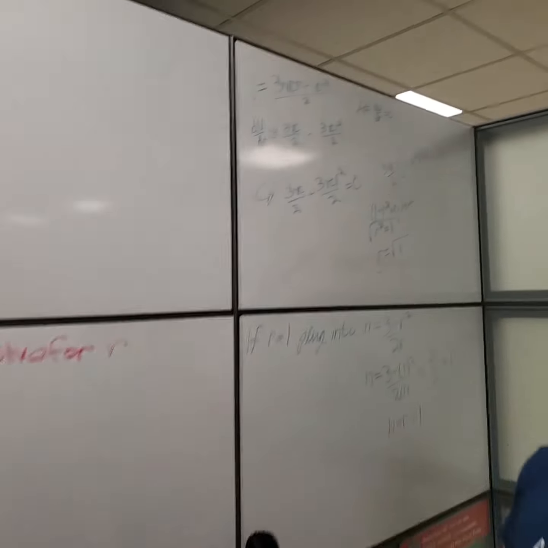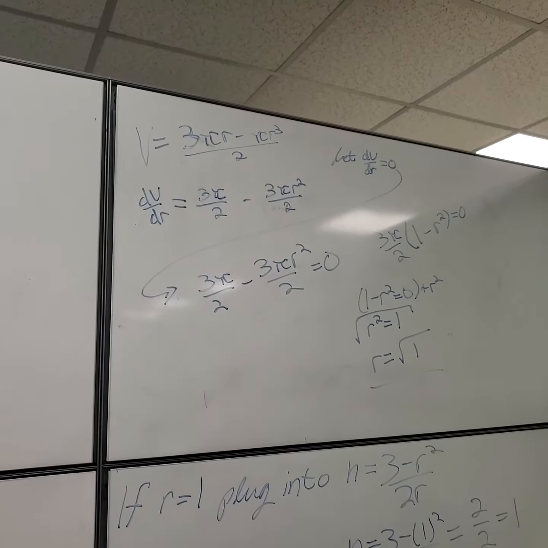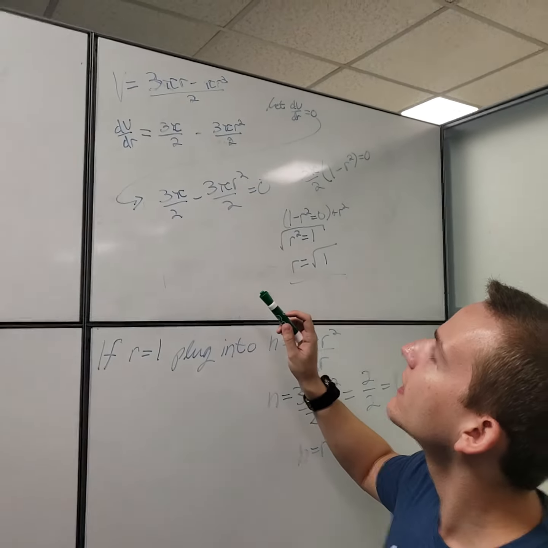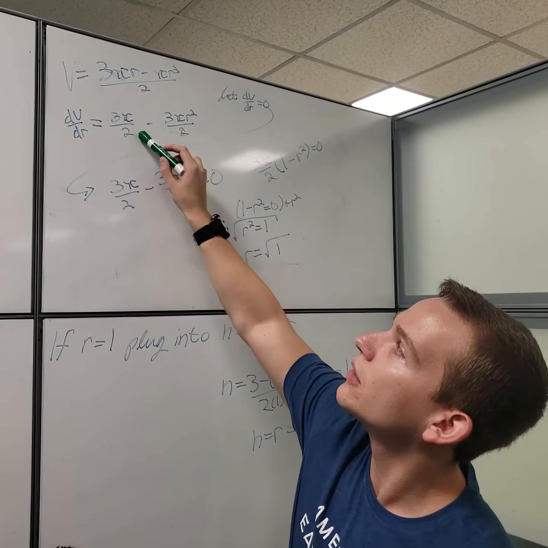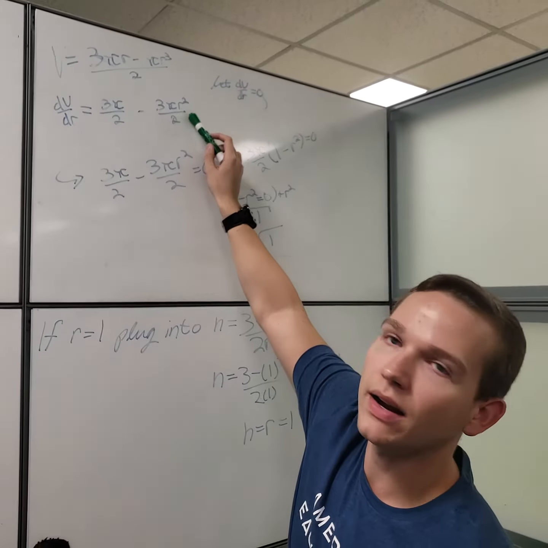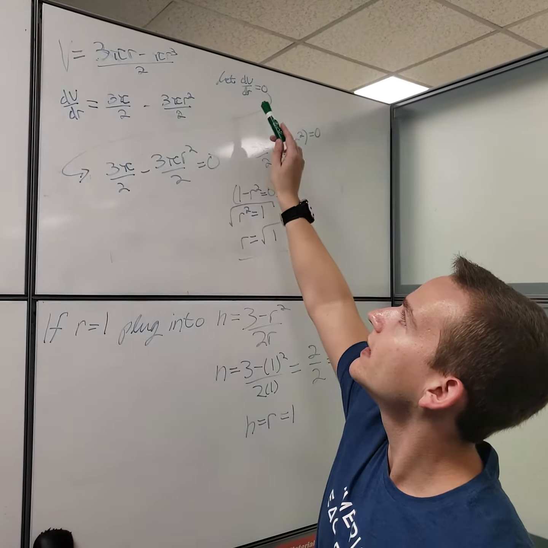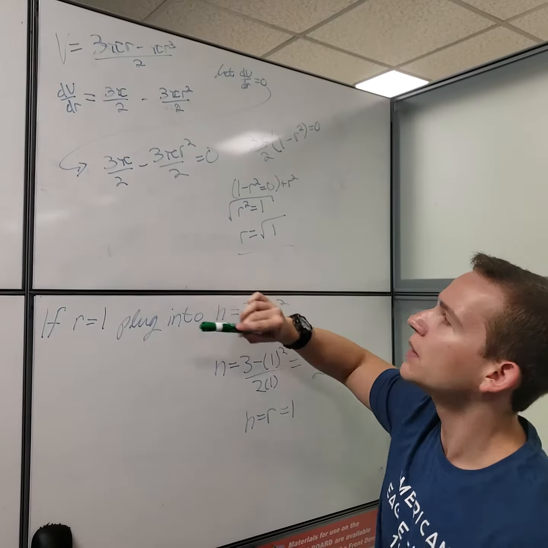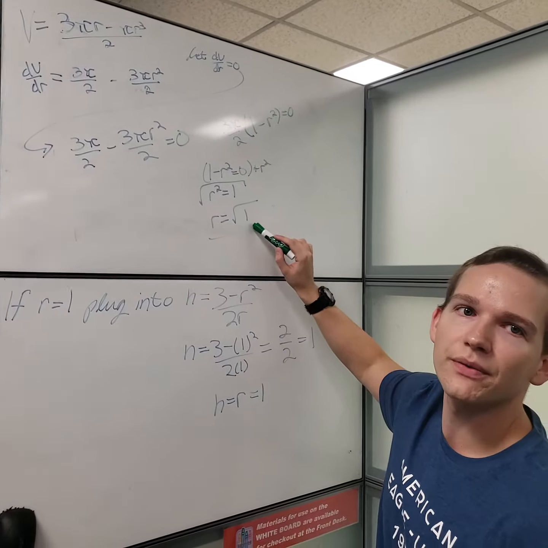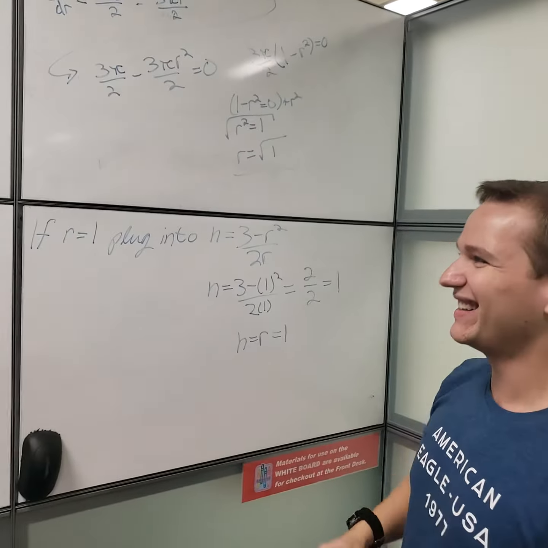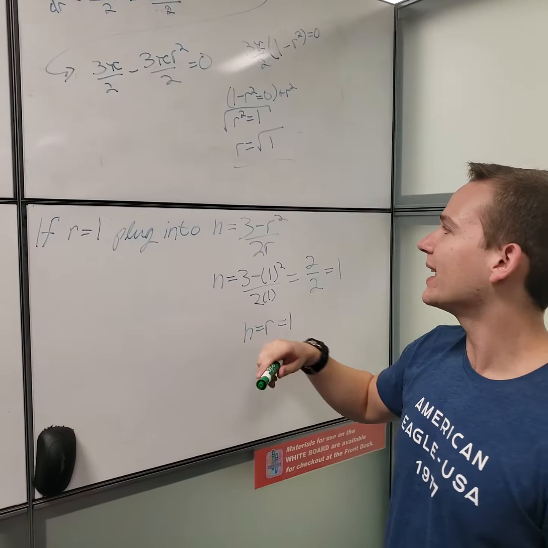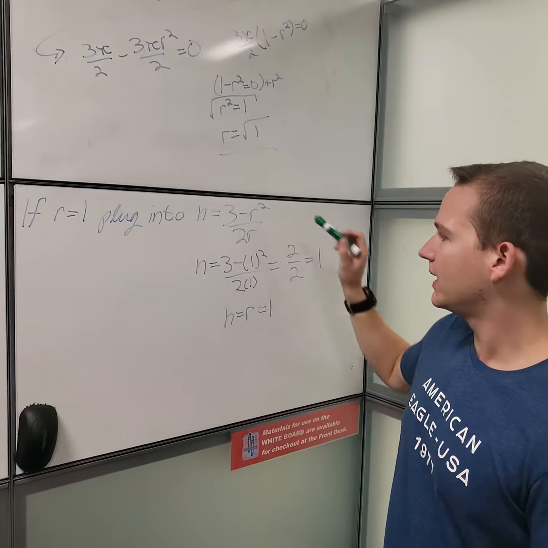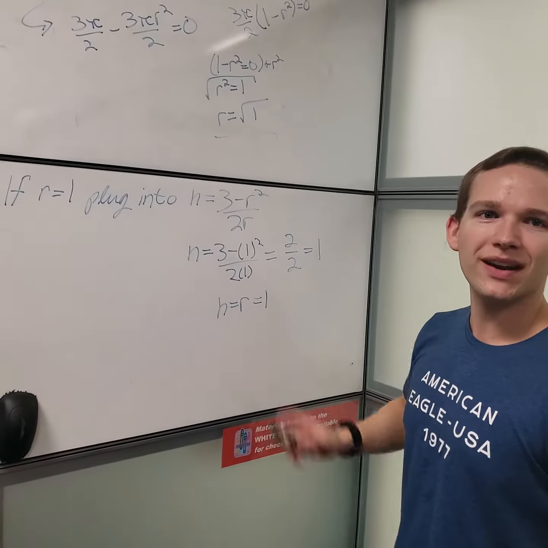So now that we know the volume formula, we can take the derivative of that, and we get the derivative to be 3 pi over 2 minus 3 pi r squared over 2. We can set the derivative equal to 0 and then solve for r. When we do that, we get that r is the square root of 1, or just 1. Since we know that r equals 1, we can plug that back into the h equation, 3 minus r squared over 2r. And when we do that, we get that h also equals 1.